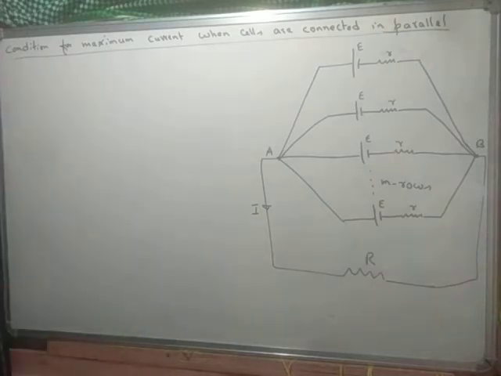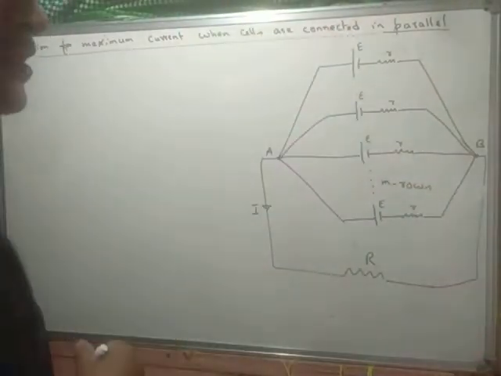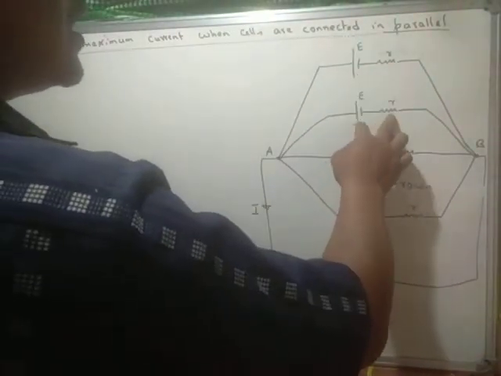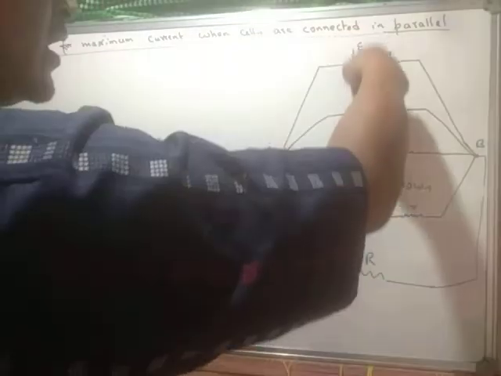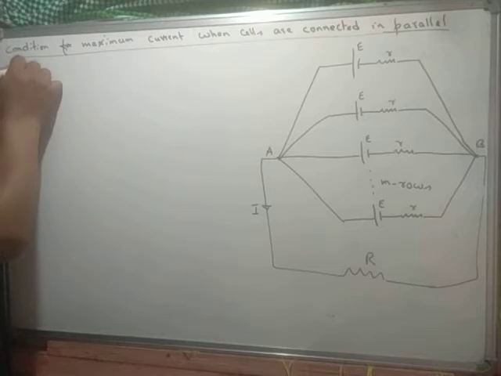When I say identical cells, I mean each cell has the same EMF and internal resistance. The EMF is E, the internal resistance is r. E, r, E, r. We connect them in this way, up to m rows. Now, what is the total EMF of the combination of cells?